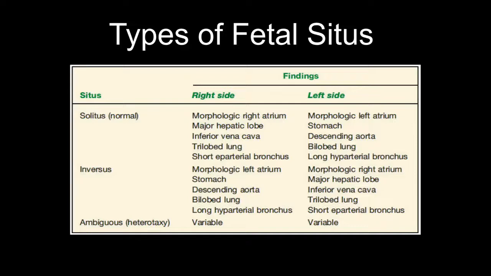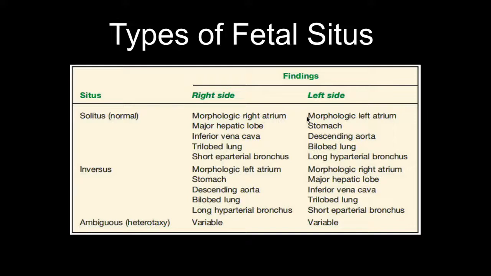So a normal situs, solitus in Latin is normal, for those of you who took Latin in college. The right atrium is morphologically a right atrium. Most of the liver is on the right side. The inferior vena cava is on the right side. The right lung has three lobes. And forget about the bronchus, whether it's epiarterial or hypoarterial, but this is something we don't see on ultrasound.